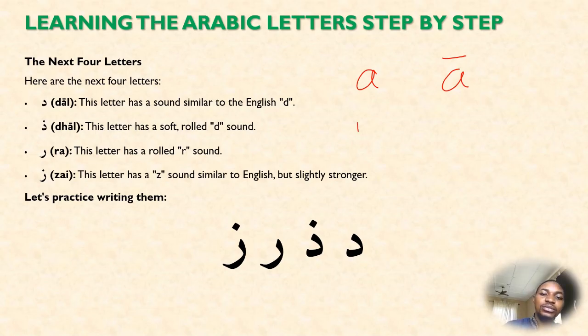Then if you have this, for instance, U, if it's bearing that mark above it, it becomes U. If it's this, E. If it's bearing that mark, E. That's simple.